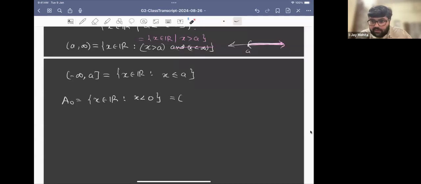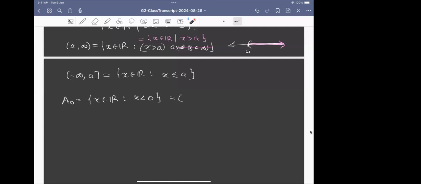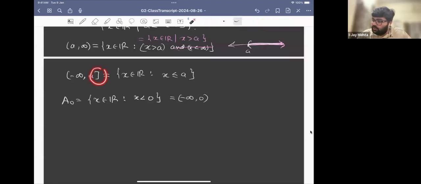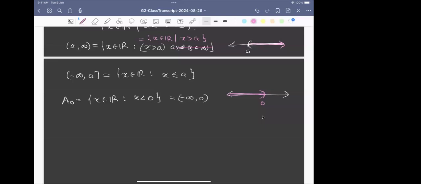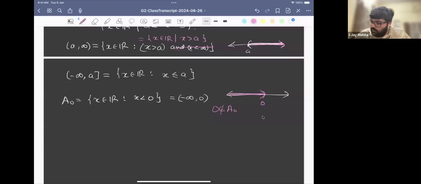It is written above, Nandini. Minus infinity to 0. Yes, here we had less than or equal to A, and here it is less than 0, so minus infinity to 0. How do we denote this? This 0 is there and this is our set. Ritu, does 0 belong to the set? No, sir, 0 does not belong to A0.